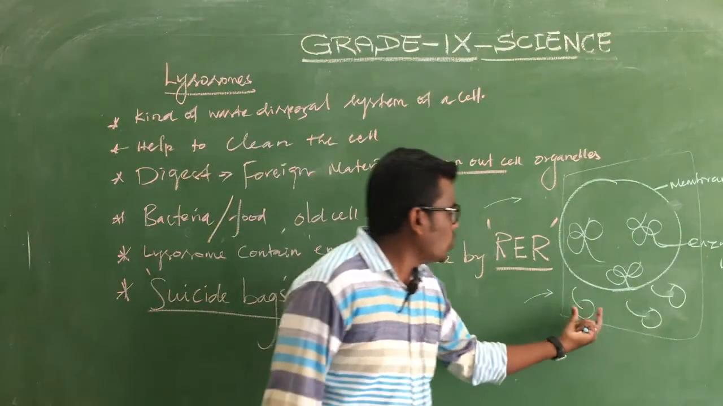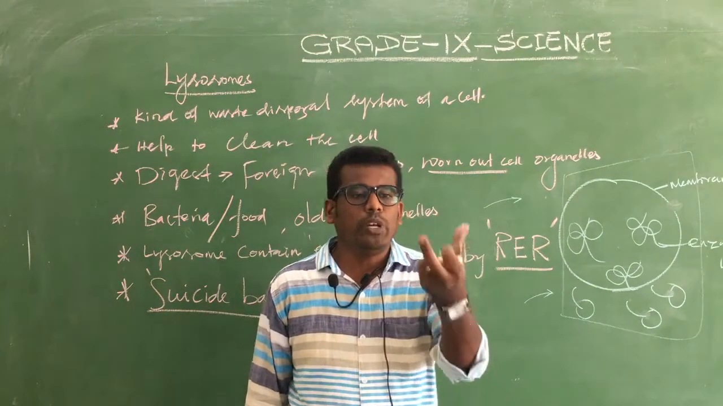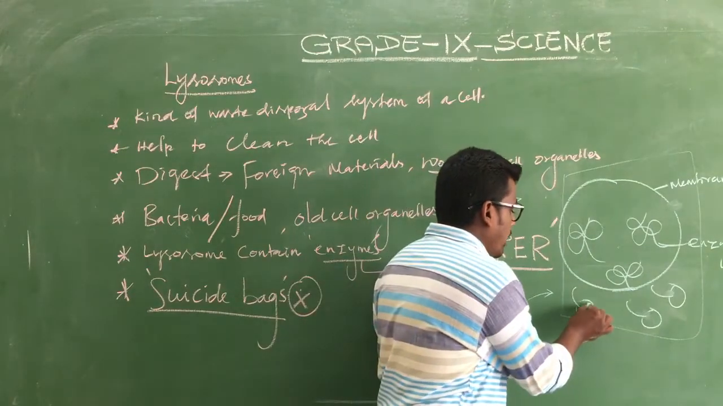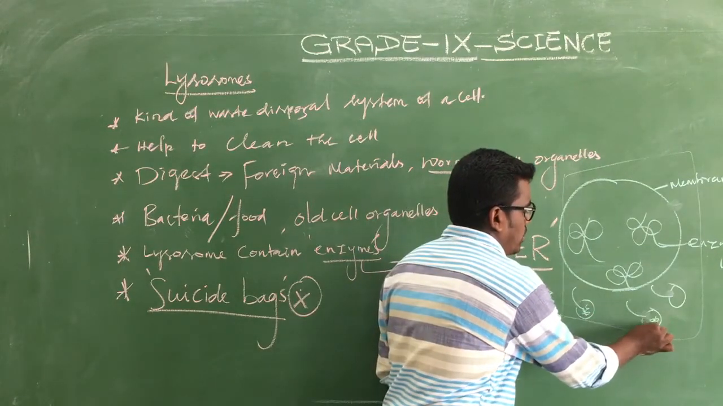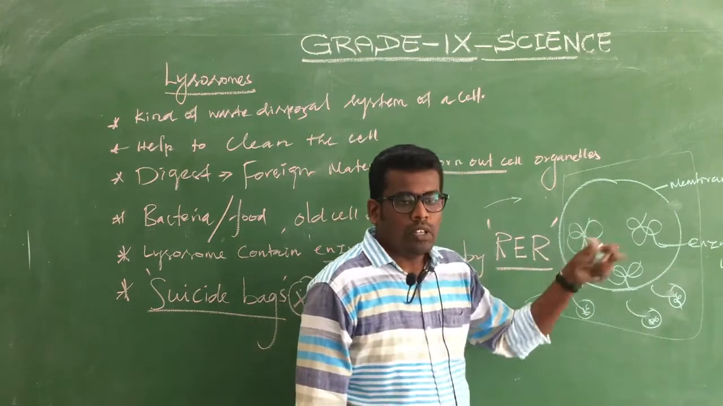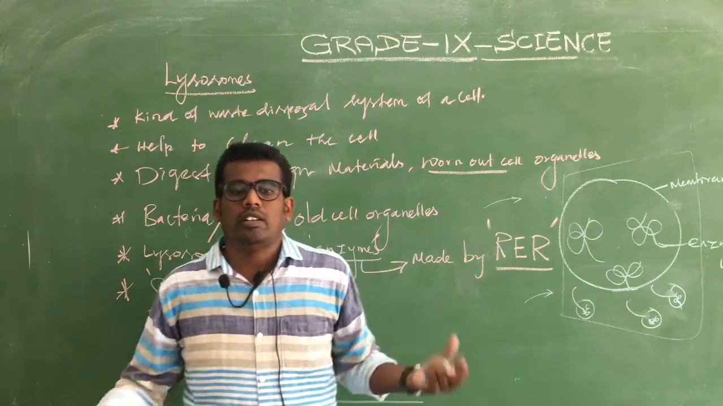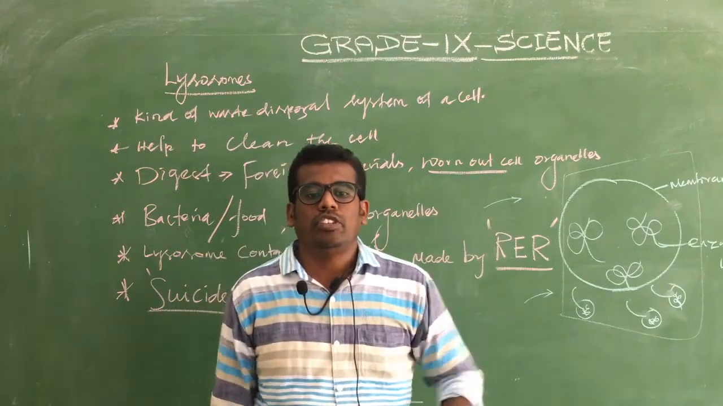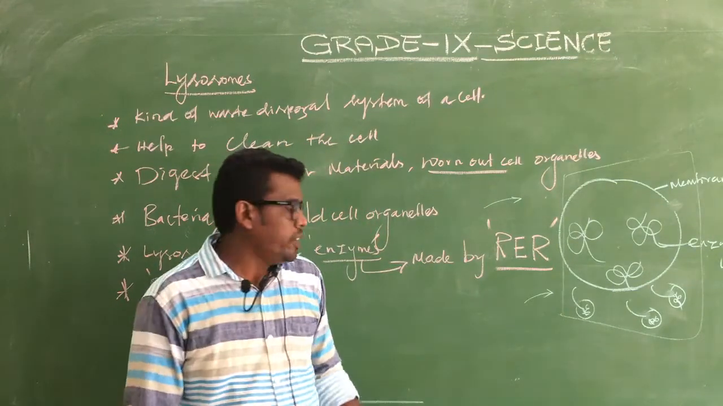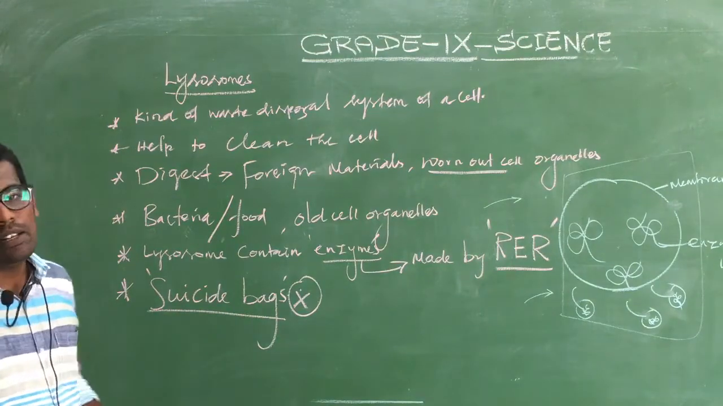The lysosomes are membrane bound sacs. Sac means a bag like structure, filled with enzymes. So when foreign bodies enter, suddenly the lysosomes burst and release the enzymes, which digest and keep the cell very clean. That's why it's called suicidal bags.